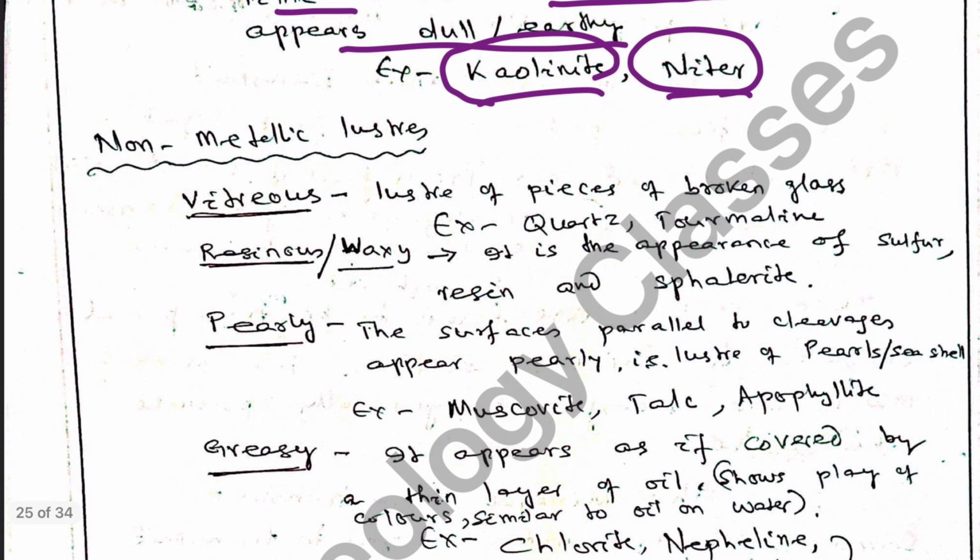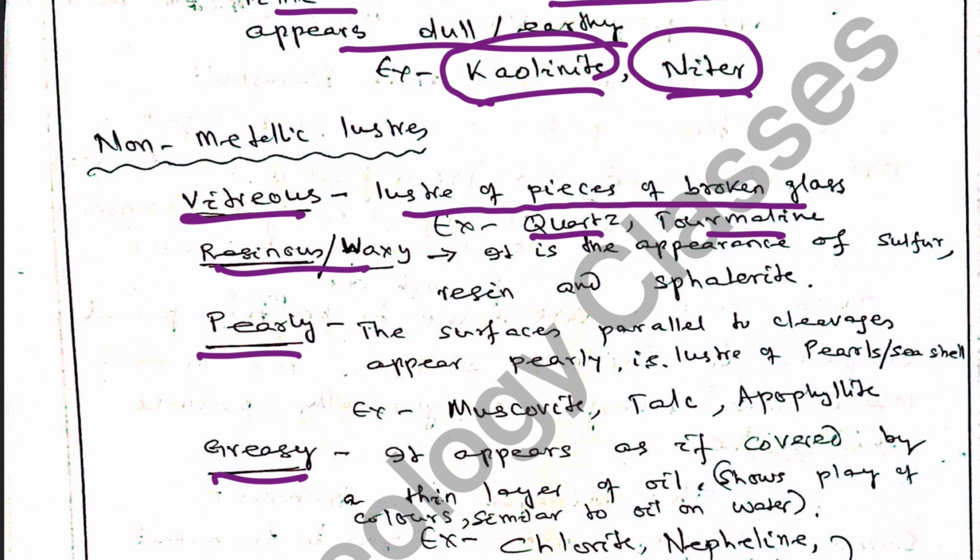Then in case of non-metal lusters, we have the vitreous luster, resinous waxy luster, pearly luster, greasy luster. If we consider vitreous luster, it is the luster of broken glass. For example, quartz, tourmaline, if they are broken and light is reflected from their broken surfaces, that luster, that shining property is described as vitreous luster.